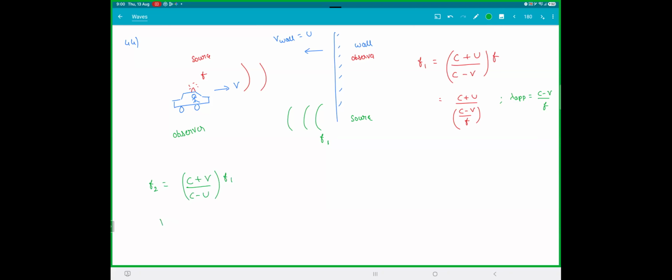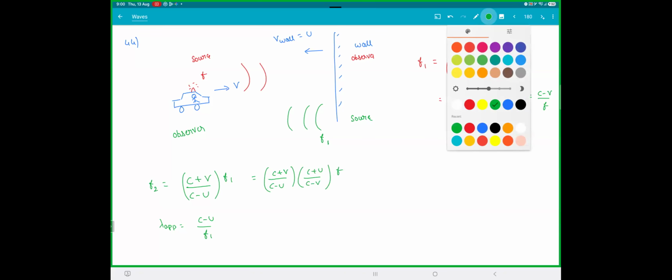So what is lambda apparent here? You should not simplify it. You should bring it down here only. This is your lambda apparent. Now simplify if you want. Now this will be C plus V by C minus U, where F1 will be C plus U by C minus V into F. That is the frequency we'll hear.